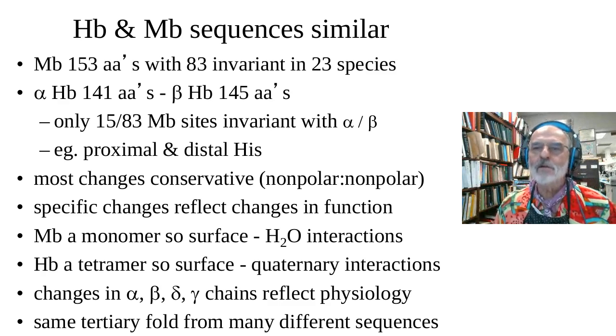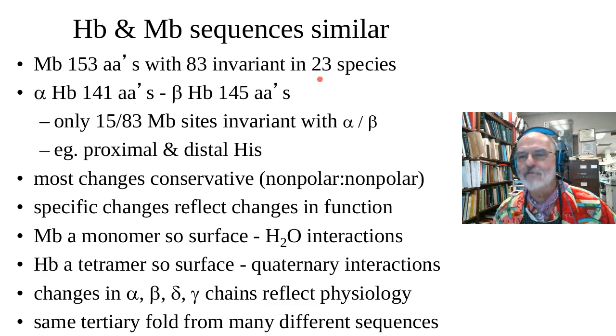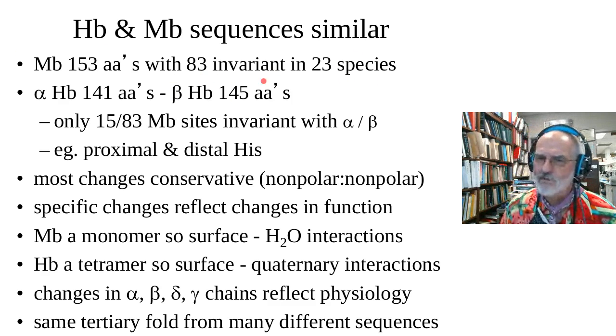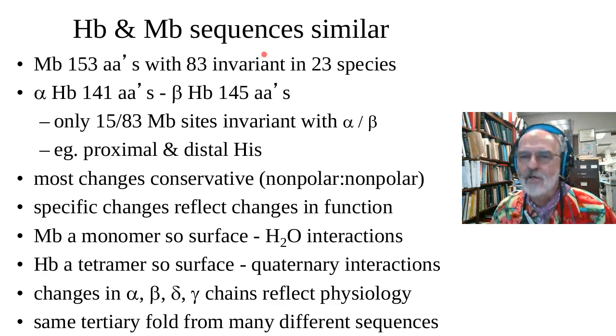Hemoglobin and myoglobin sequences are remarkably similar. They fold the same. Myoglobin is 153 amino acids with 83 invariant in 23 species. So this is sort of an old comparison. We know a lot more about this than we used to, and more recent books or more recent reviews might reflect that. Invariant, notice, means not identical. It means of a similar type.